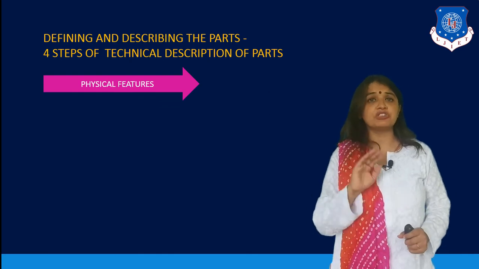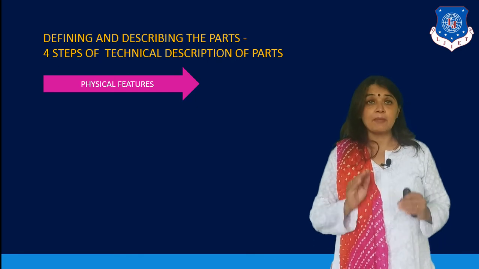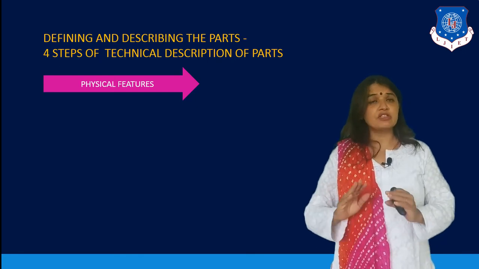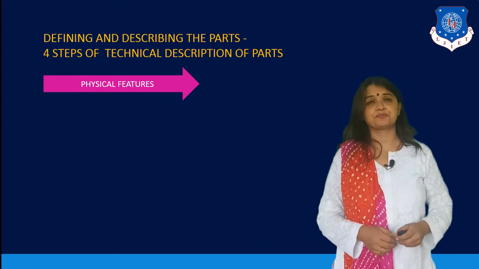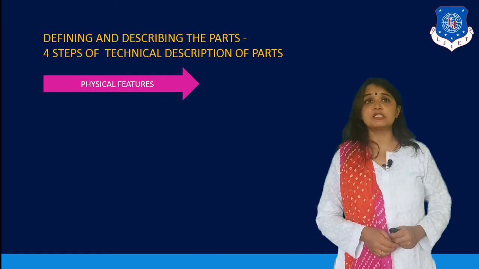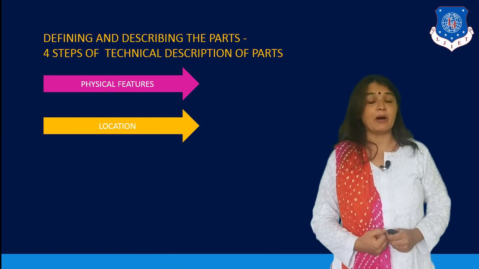So this is how you are trying to create the picture of an object in the mind of the reader by comparing that object with something which is common and already known to the readers. So the next point is to tell about the location of that particular part.